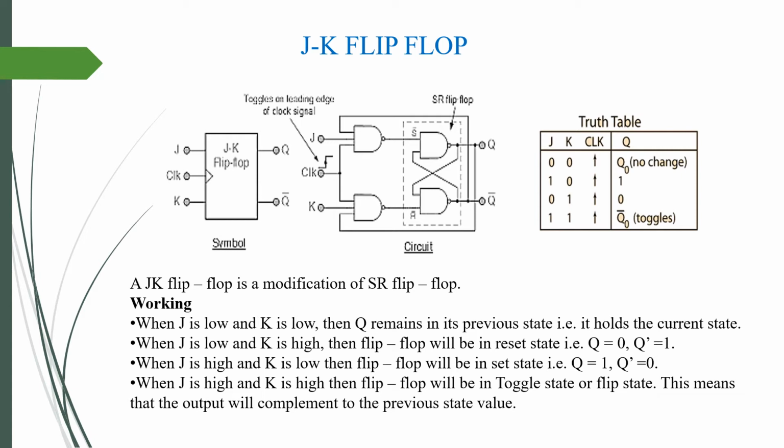When J is high and K is high, then flip-flop will be in toggle state. That means output is complement of previous state.